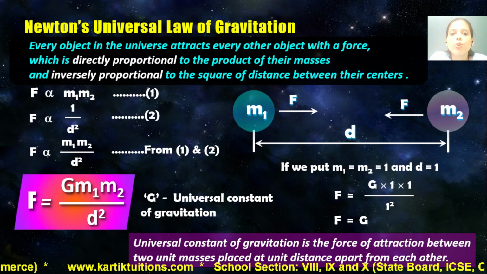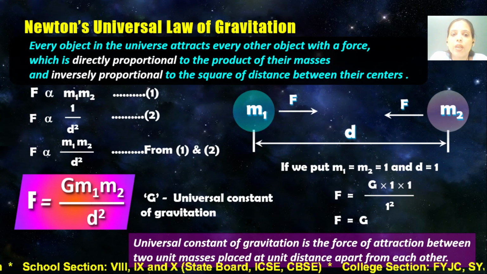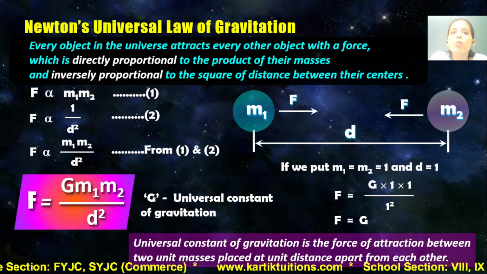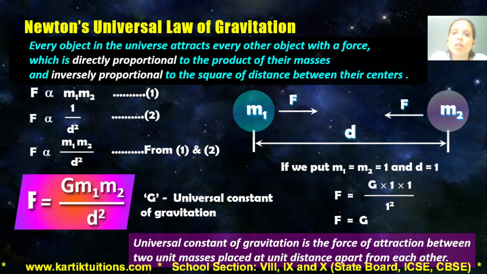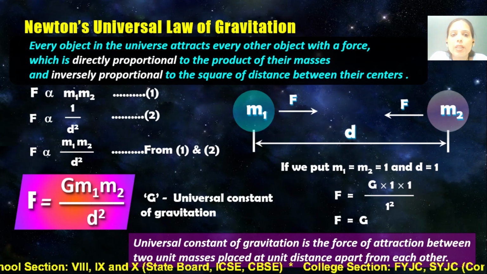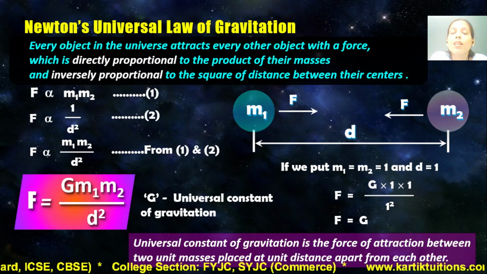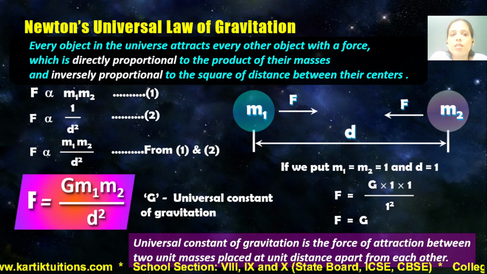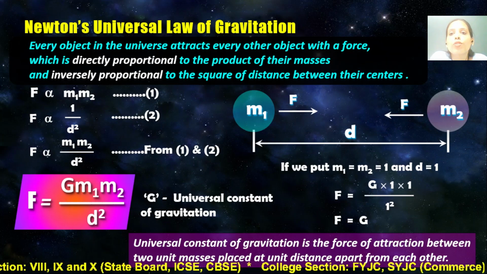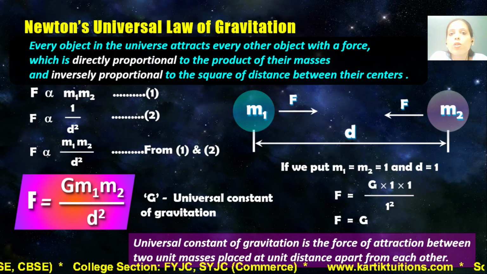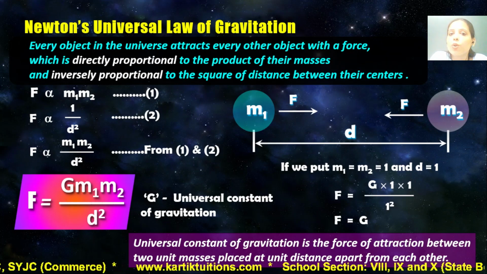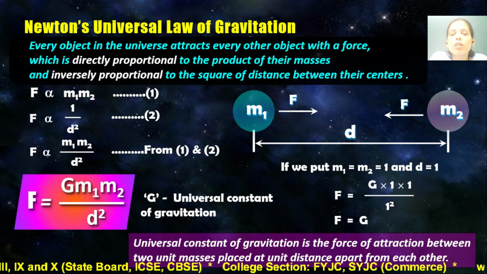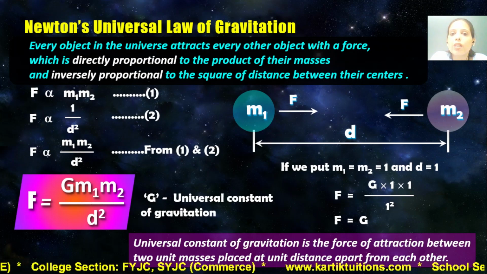Okay, now here unit does not mean 1. If I substitute m1 and m2 equal to 2 kg and d equal to 2 meter, then also I am getting the same relation. It means that the masses of the two objects should be the same and the distance between the two objects should also be of the same value. Then only we will get F is equal to G. I hope you have understood this concept. You are clear with the concept.